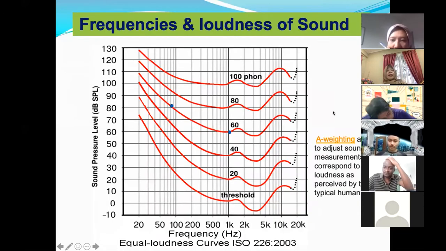Okay. So this is frequencies and loudness of sound. This graph was developed by Fletcher. This shows us sound pressure level versus frequencies, and this is the loudness of sound. Okay, so this is our threshold. Threshold means the minimum that we can hear the sound. It is zero at 1K. We refer to 1K here, frequency 1,000. Okay, how to develop this threshold is by looking at 1,000 hertz here.